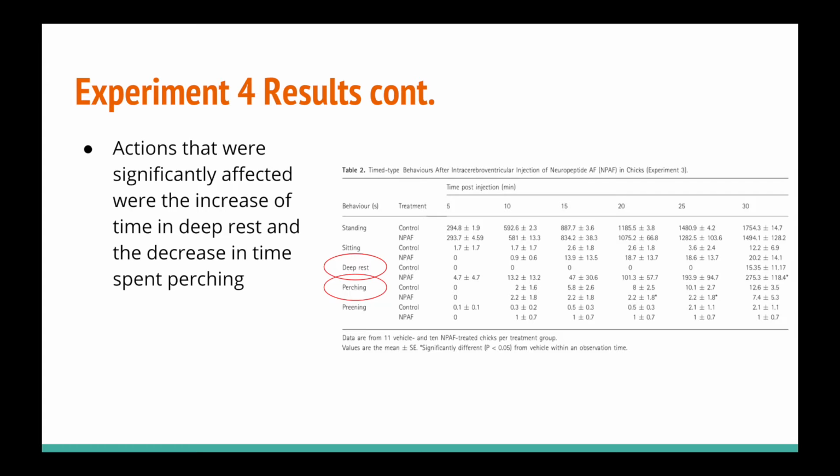Table 2 represents the activities that the chicks performed that could be timed, such as time spent standing, sitting, deep rest, perching, and preening. Out of these time tests, the ones that were significantly affected were the increase of time in deep rest and the decrease in time spent perching. Food intake was also significantly decreased in the chicks injected with NPAF.